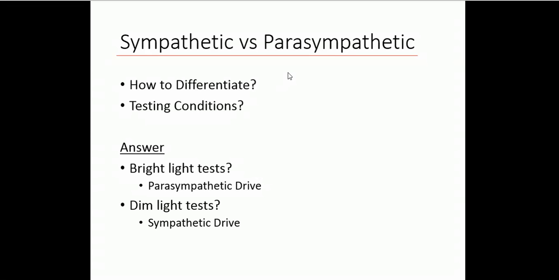If, on the other hand, when we dim the lights, we see that the anisocoria is most apparent, then it makes sense that the problem must be the sympathetic system, because it's in the dim light that we're testing sympathetic drive, where the sympathetic system is supposed to force the eyes to dilate. And if the anisocoria is very apparent in dim light, then the smaller pupil is presumably the one that has limited sympathetic drive to dilate it in the dark.